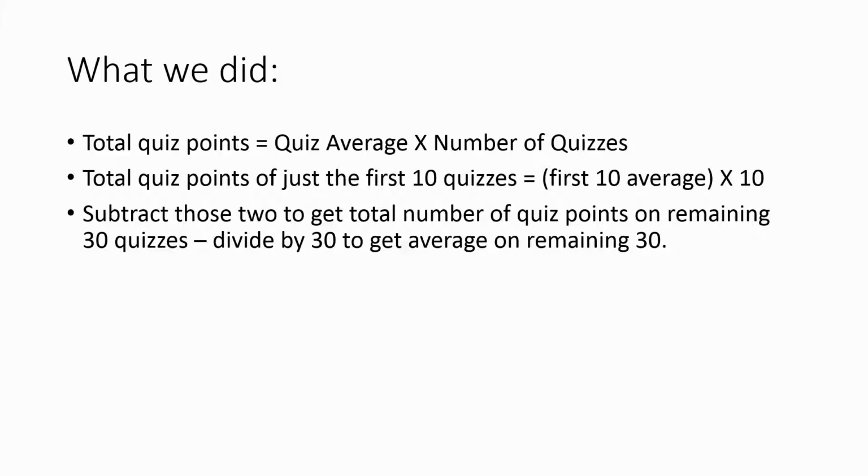So what did we do? We found the total quiz points from all the quizzes by taking the average and multiplying by the number of quizzes. And for the first 10 quizzes, we took the average for the first 10 and multiplied that by 10. And we subtracted those two to get the total number of points on the remaining 30 quizzes, and then divided by 30 to get the average on the remaining 30. So now we're just going to do the same thing with our original problem.